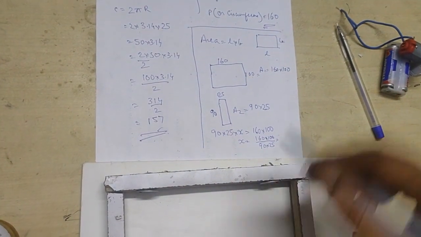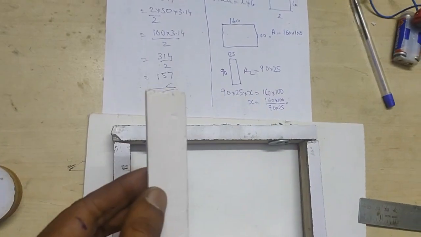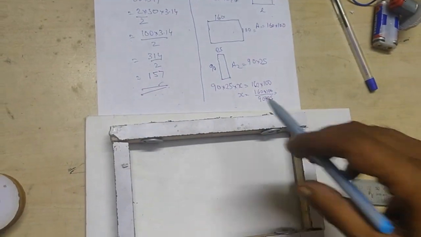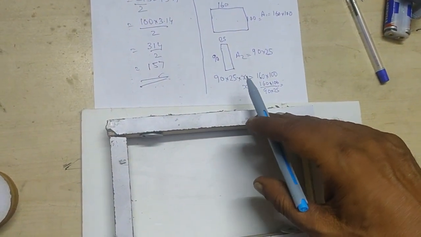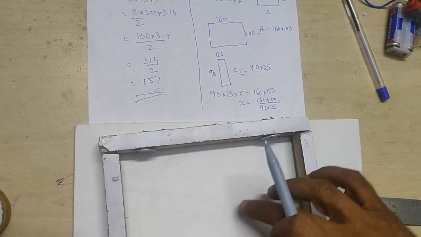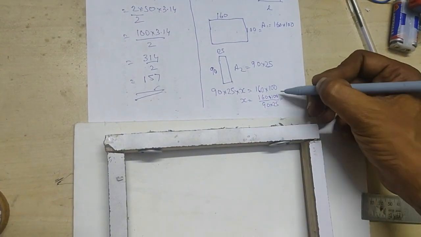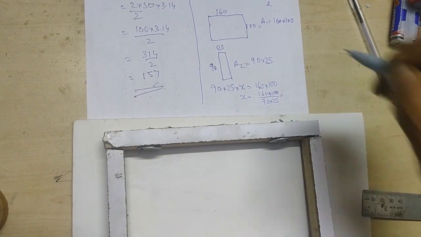90 into 25. Now suppose we say that we have to have multiple x number of such strips required. So I just said 90 multiplied by 25 multiplied by x will be equal to what? This much, the entire area. Okay, that is 160 into 100. So now you can solve it for x. 160 into 100 divided by 90 into 25. You can solve it and you will get the answer.